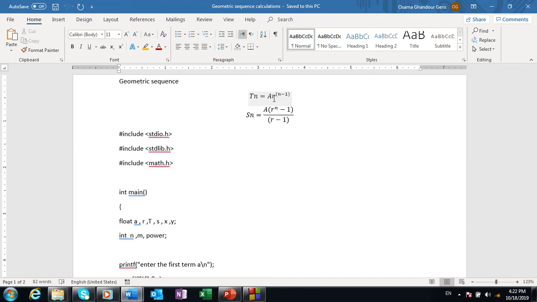which is the division between two adjacent terms, and the exponential of n minus 1, where n is the number of terms inside this geometric sequence, and the summation of any numbers equals the first term times r power n, the total terms, minus 1, divided by r, the common ratio, minus 1. Okay, so how do we do this?